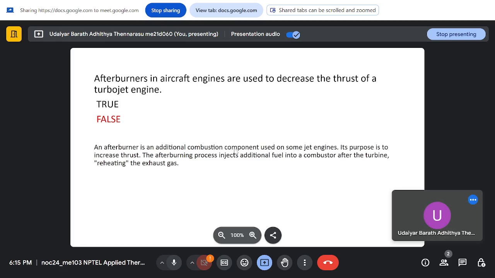Thrust is the force which you get because of the change in velocity. So this increase in enthalpy is converted into velocity, so that gives you additional thrust. So these afterburners are used to increase thrust, not to decrease the thrust. So answer is option B, false.